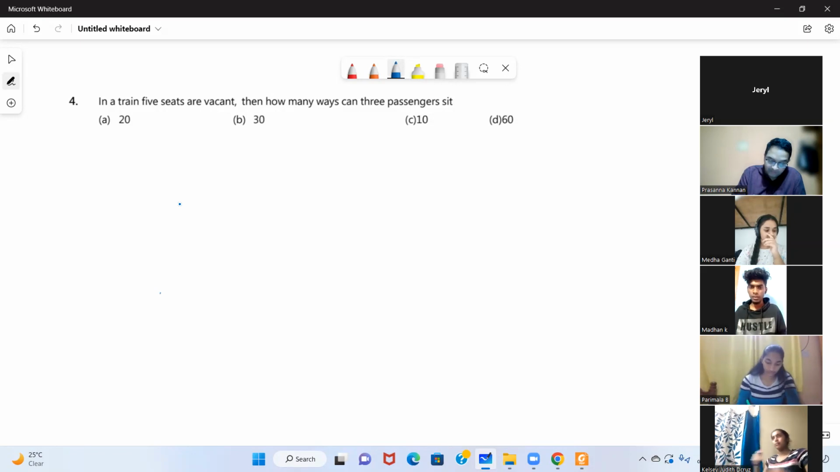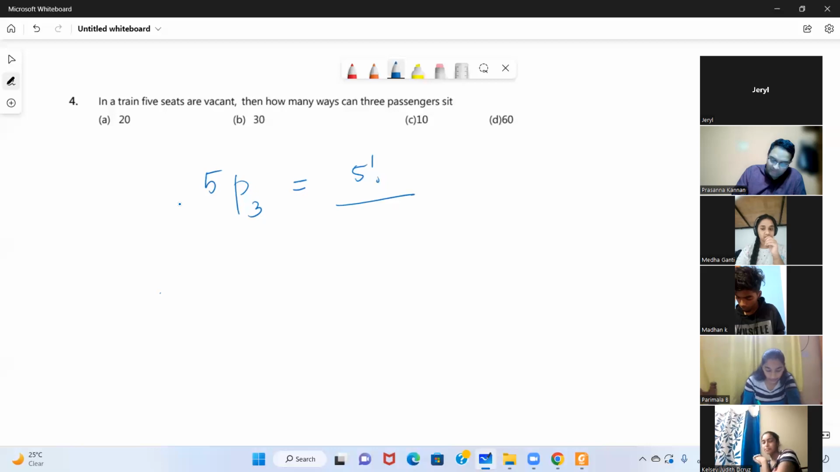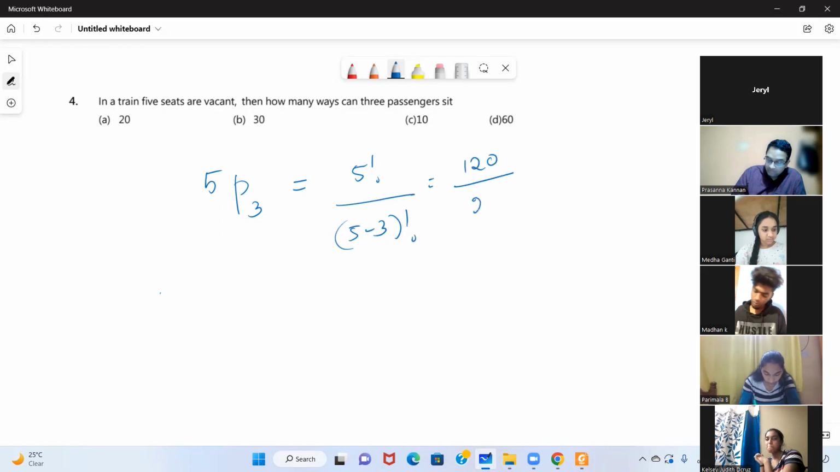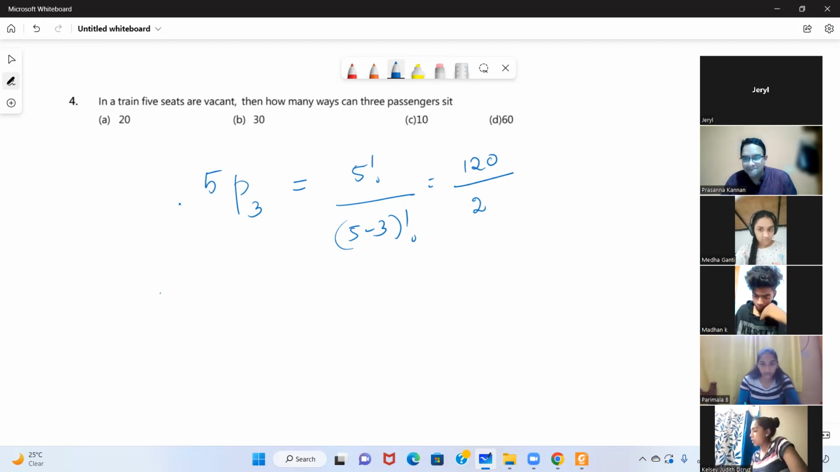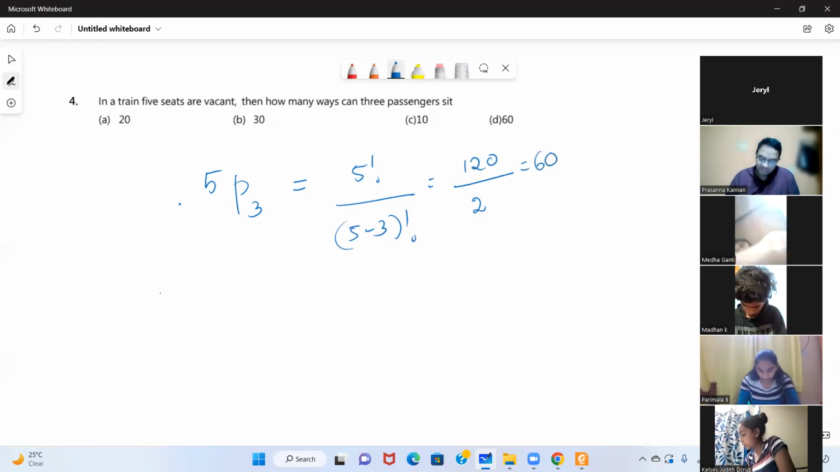So what is the answer? 5P3, which is 5 factorial by 5 minus 3 factorial. Sorry, guys. It's not even 20, guys. It is 60, isn't it? Answer is 60. Yes, sir.